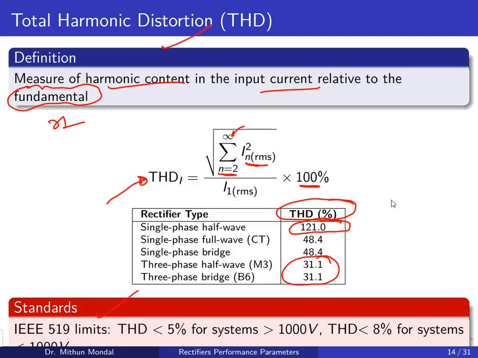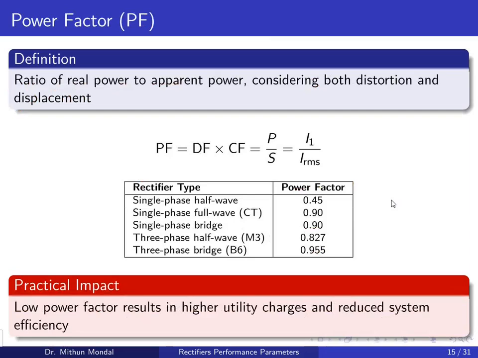The IEEE standard limits the total harmonic distortion to less than 5% for systems having voltage greater than 1 kilovolt and less than 8% for systems having less than 1 kilovolt. So we need to obey the IEEE standard when we are designing the rectifiers in terms of total harmonic distortion.